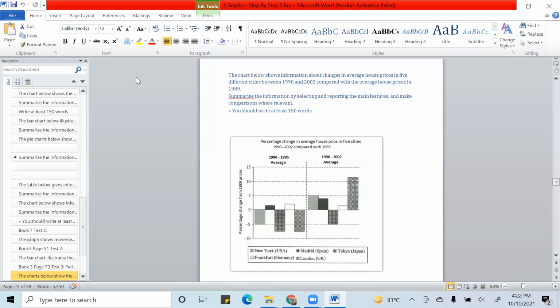So we're comparing the percentage change in cities from 1989 prices. Those are the changes that have happened. Tokyo. So Tokyo is the main highlight, whereas the rest of them have also increased. Why is Tokyo the main highlight? Because of the percentage change. You mean to say London?